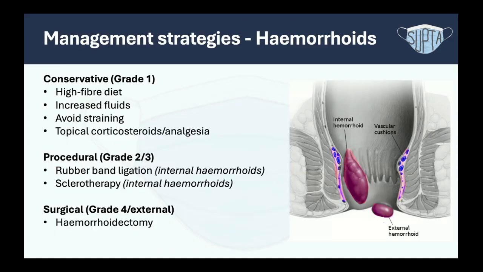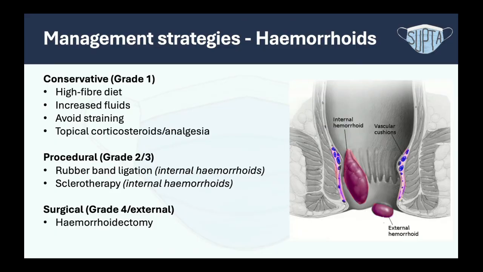Now we have management strategies for hemorrhoids. The first line is usually conservative management and also lifestyle modification, especially for grade 1 internal hemorrhoids. For those who are not familiar with the grading for internal hemorrhoids, there are 4 grades, with grade 4 being the most severe. And so conservative management includes increasing fiber and fluid intake, and also avoiding straining if possible. You can also give them topical corticosteroids and pain relief.